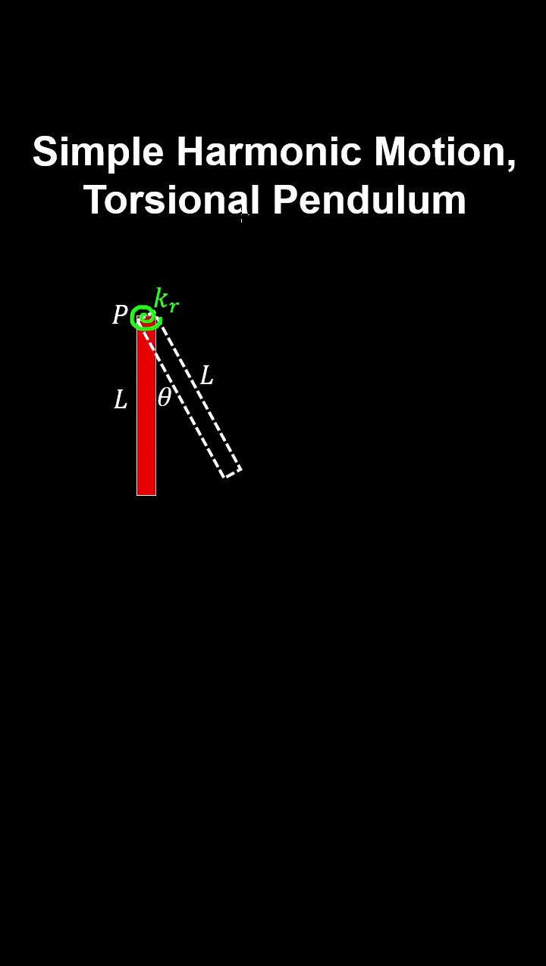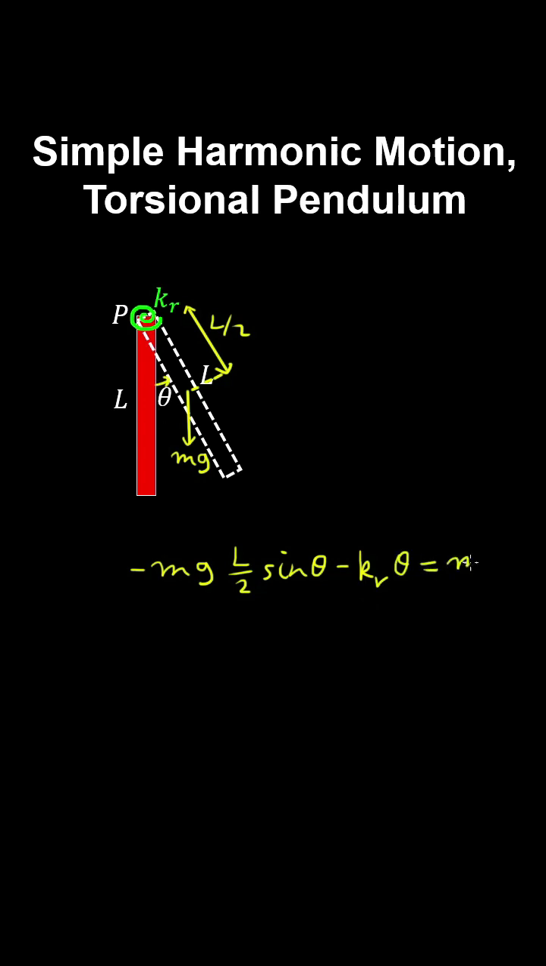Here we have a torsional pendulum because there's a torsional spring at point P, and we have a force of weight acting at the center of mass. This produces a restoring torque about point P, which is equal to the force times the moment arm. We also have the torsional spring with a stiffness of Kr that provides resistance to rotation. And that's equal to the moment of inertia of the bar about its endpoint times the angular acceleration.